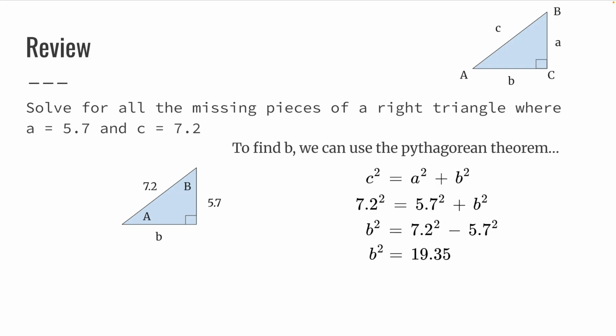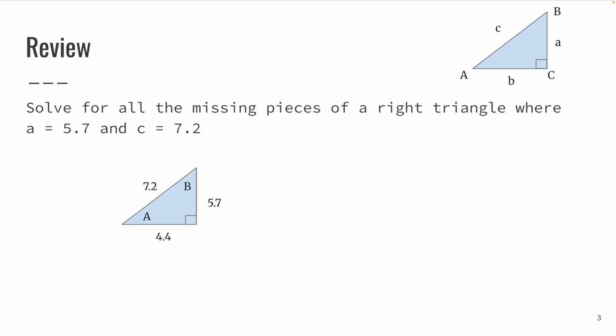And then to get B by itself, we have to square root it in order to find B, not B squared. And we get 4.39, so on and so on. I'm going to round that to 4.4. So now we know our third side. We can find our other two using trigonometry.